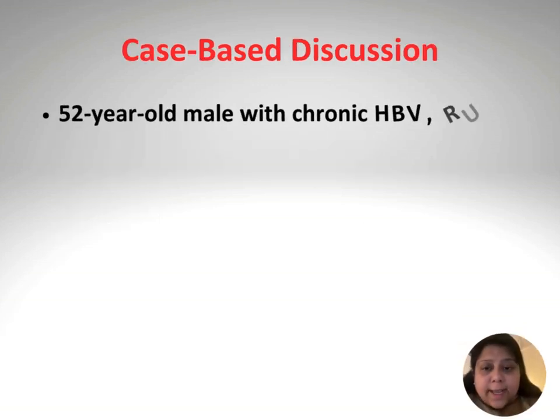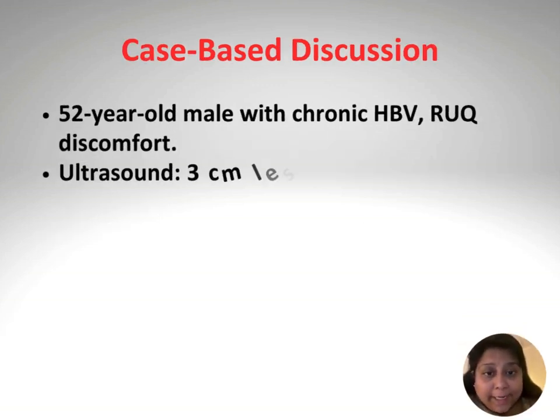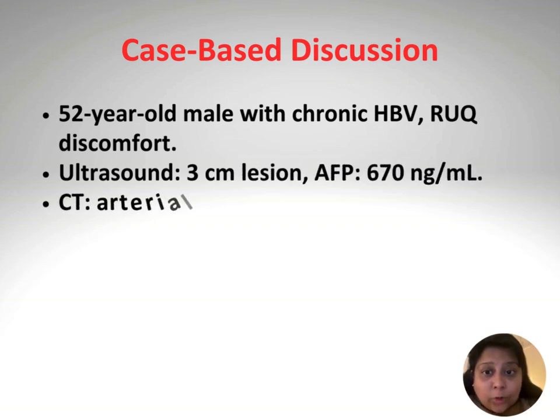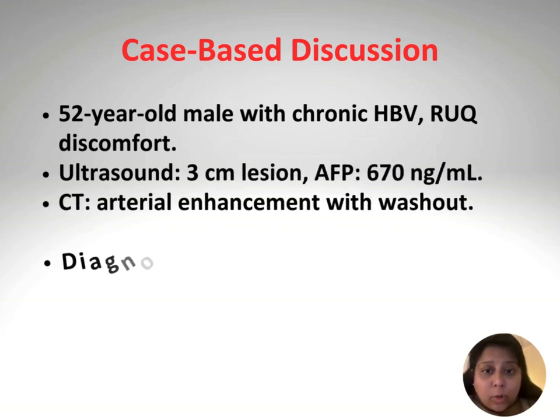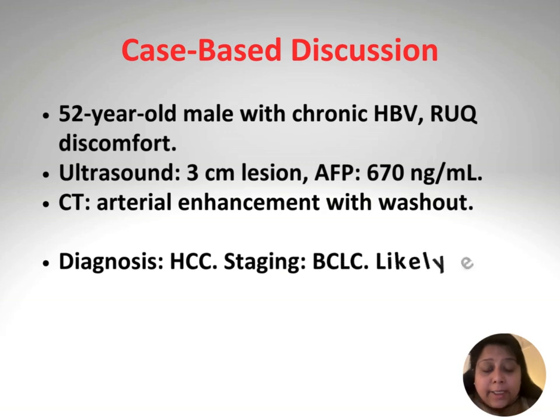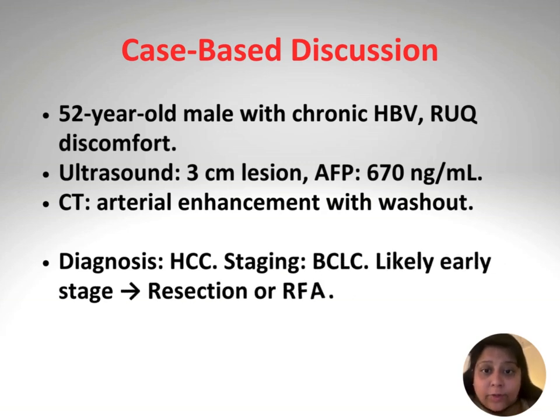Now let's discuss a case here. A 52-year-old male with chronic HBV and right upper quadrant discomfort comes to the OPD. He is advised to do an ultrasound which shows a 3 centimeter lesion. Alpha fetoprotein level is 670 nanogram per milliliter and CT shows arterial enhancement with washout. So, what is the diagnosis?